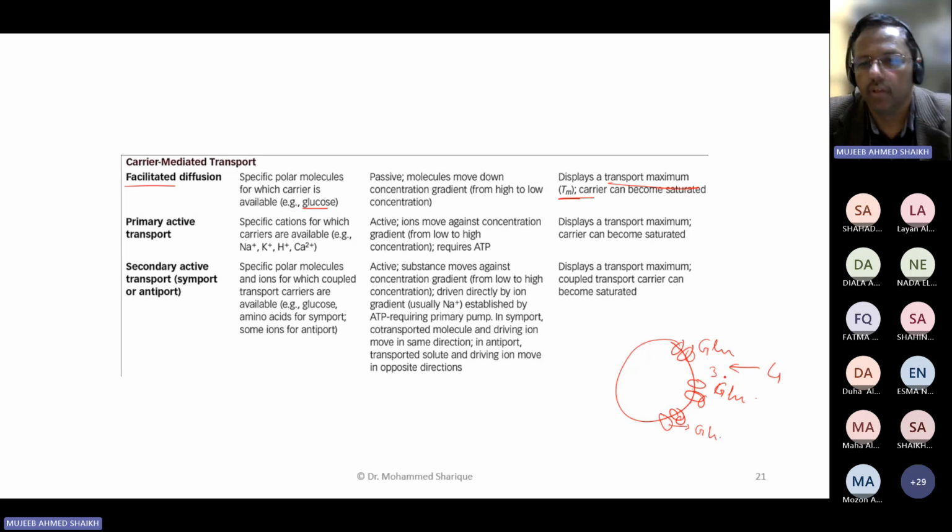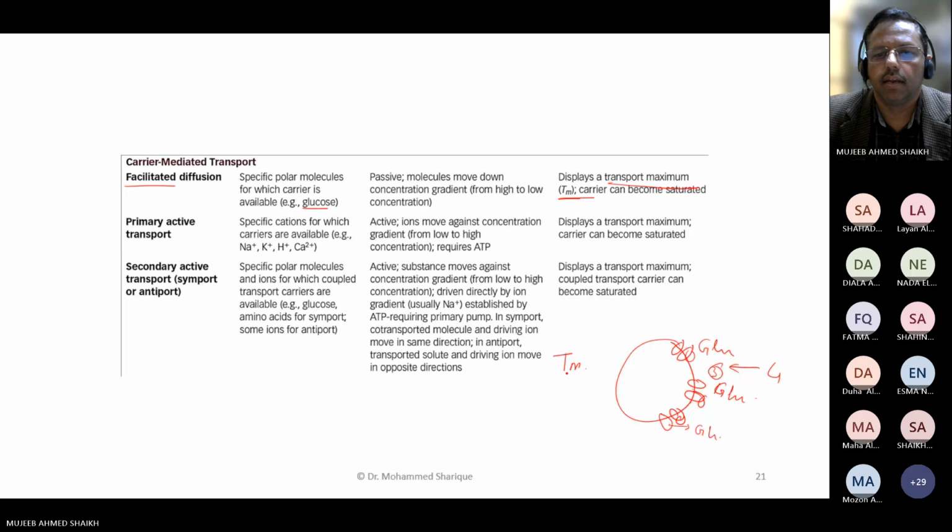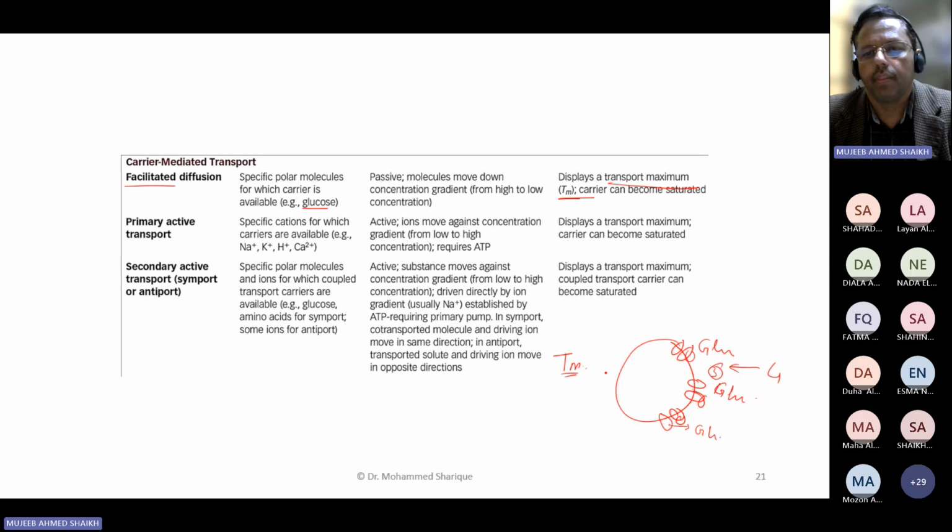This is the example I am giving you. It has some capacity that is called T max, transport maximum, how much concentration they can transport. If it is more than that, it will not be transported. There is a limit because specific proteins are required. If all the proteins are occupied, the maximum will be reached and no extra will be transported. This value is called transport maximum.